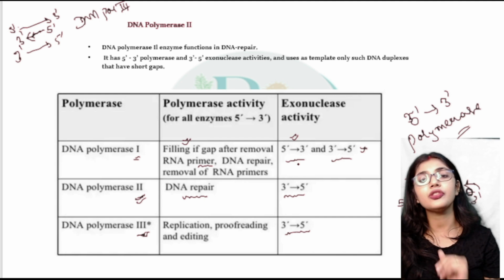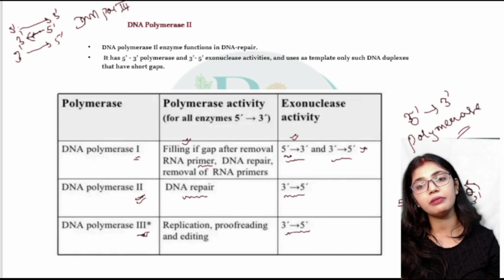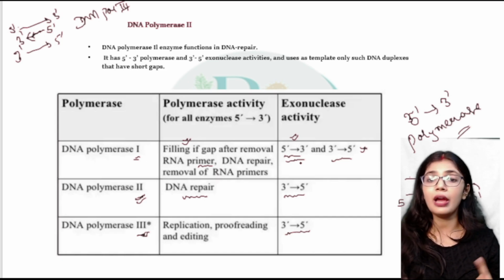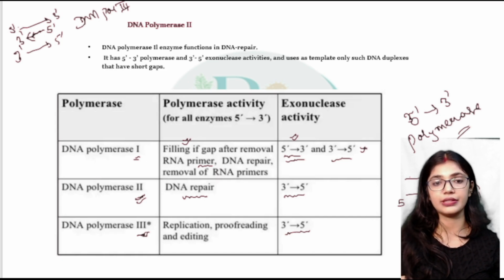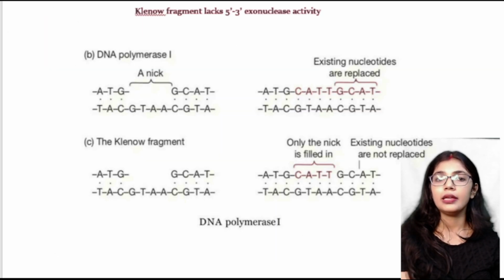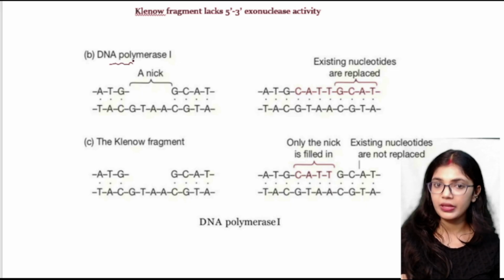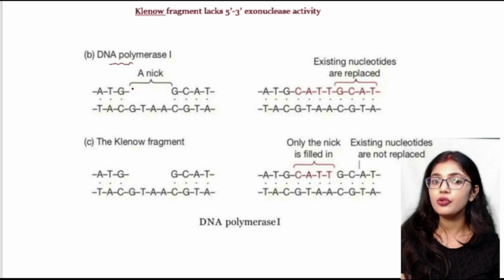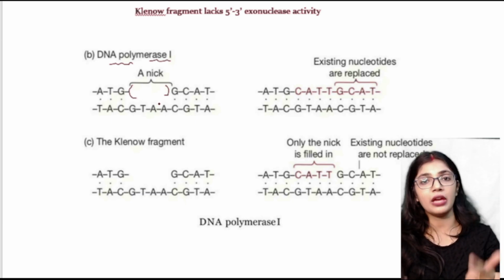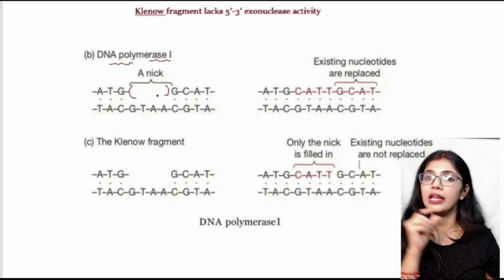Okay, we can tell that it is not necessary that every time there will be 5 prime to 3 prime exonuclease activity. So why is it not necessary, why is it a wasteful process? Let us discuss. In this diagram we can see that there is a DNA polymerase 1 and there is a nick present here. For filling this nick, DNA polymerase 1 can be used, because it does not have so much efficiency that it will synthesize a long stretch of DNA.